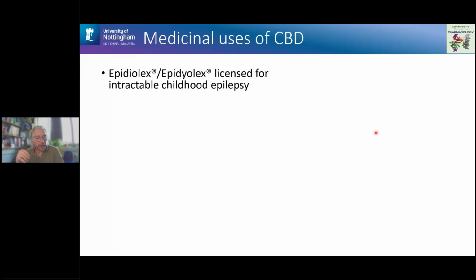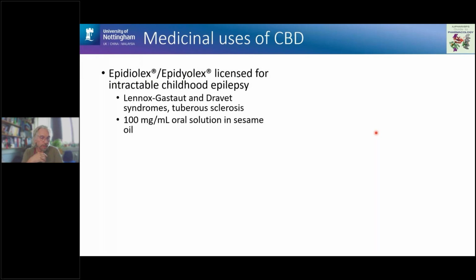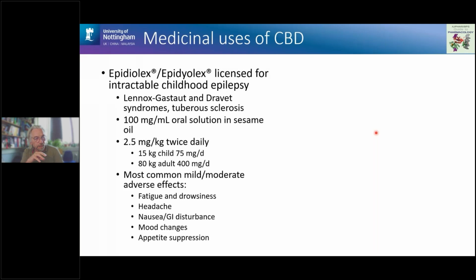So one of the primary uses for CBD has been to treat intractable childhood epilepsy. So these are Lennox-Gastaut, Dravet syndrome, tuberous sclerosis, and that, as I mentioned before, is this oral solution in sesame oil. And the doses are reasonably high, I think we'd say. So for a 15 kilogram child, it's roughly 75 milligrams a day. For an 80 kilogram adult, 400 mg per day. So that's quite a lot.